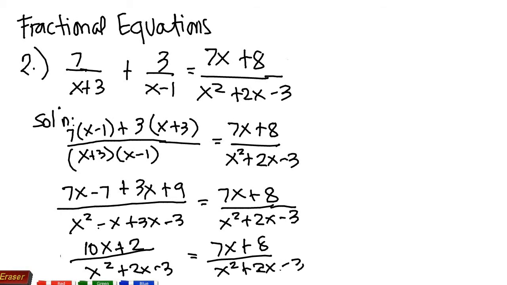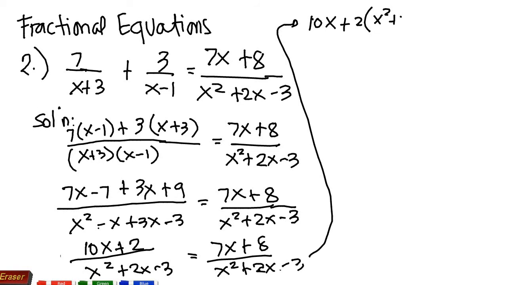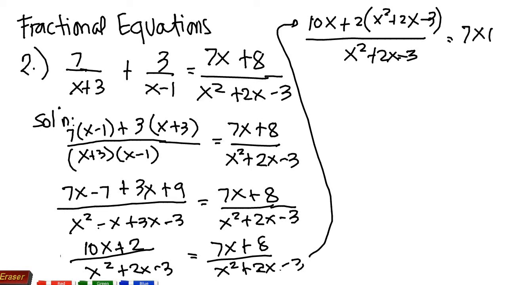Now if you notice that the denominators are the same, so if we are going to cross multiply that one, that will be cancelled. So what happens here is cross multiply that one, so 10x plus 2 times x squared plus 2x minus 3 all over x squared plus 2x minus 3, and that is equals to 7x plus 8. So therefore x squared plus 2x minus 3 will be cancelled. So what remains is 10x plus 2 is equals to 7x plus 8.